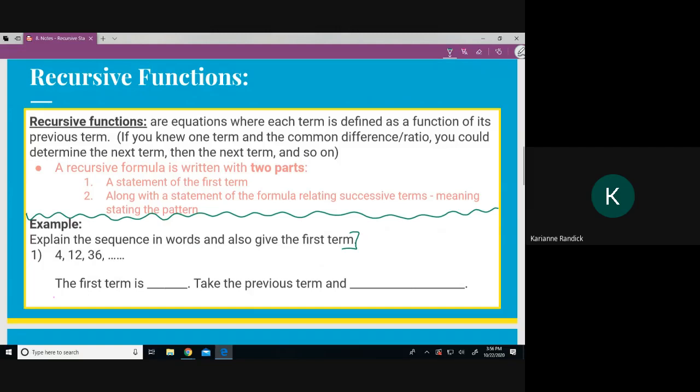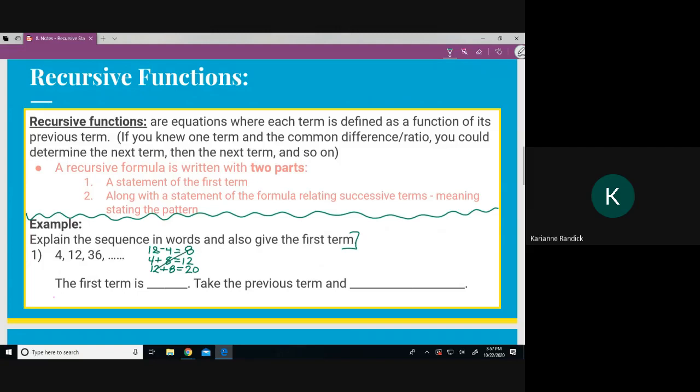So it says explain the sequence in words and give the first term. Well, I see the sequence. I have to determine what's the pattern. So just like I did for the bell ringer, I see my numbers are increasing from left to right. So I'm going to try addition first. Okay, so 4 to 12. What am I adding to get from 4 to 12? Well, if you're not sure, you can go 12 minus 4, and that's 8. So I know 4 plus 8 is 12. And I need to see if that works for the next one. 12 plus 8, well, that's 20. That's not 36. So we know it's not addition.